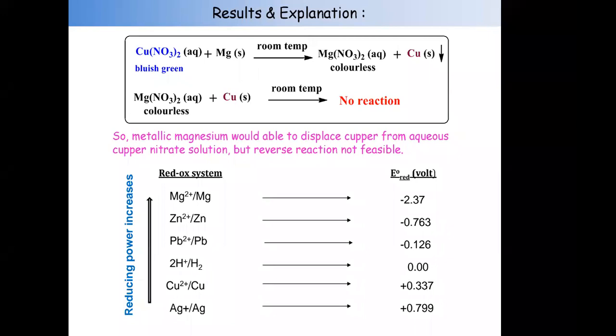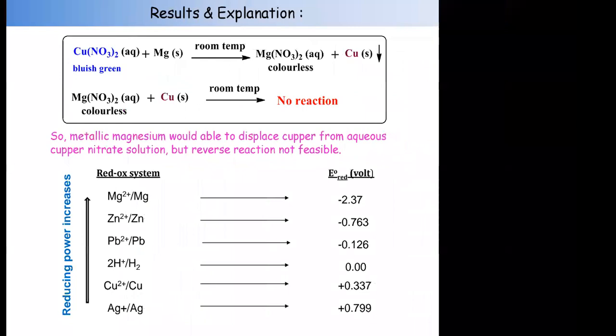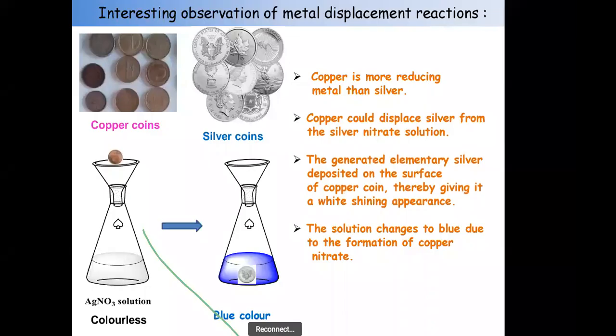Now we shall explain a nice application, you can say, a very nice thing: copper coin into silver coin. How can we do this? The copper coins are copper. So we have to take silver nitrate, which is colorless. In this silver nitrate solution, you have to dip a copper coin.